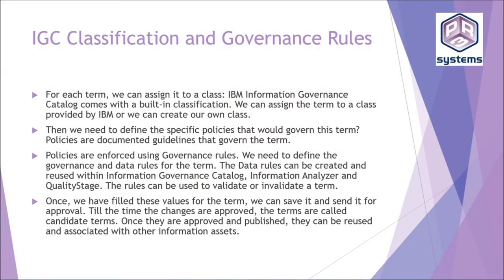So what are the next steps? For each term, we can assign it to a class. IBM Governance Catalog comes with a built-in classification. We can assign the terms to a class provided by IBM, or we can create our own class. Once we are done with that, I could choose a class called Identifier, or we'll see, I don't exactly remember what classes are available, but we can choose. And in the demo, you'll see how to do that.